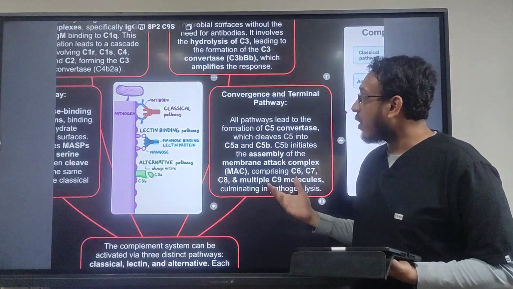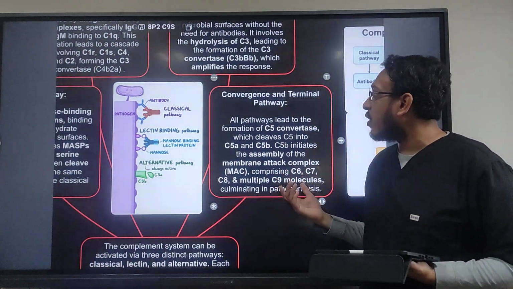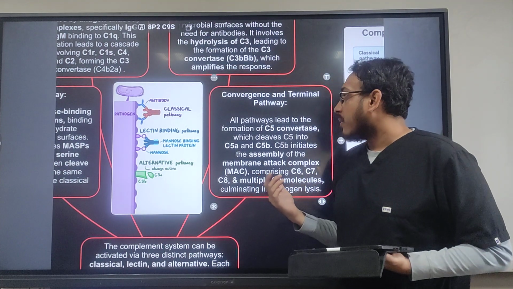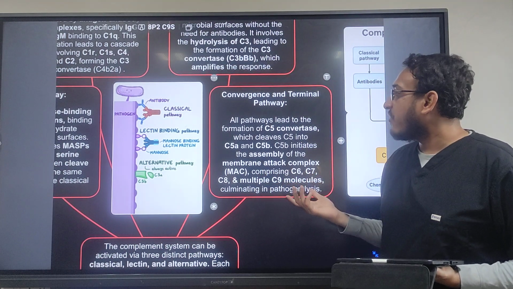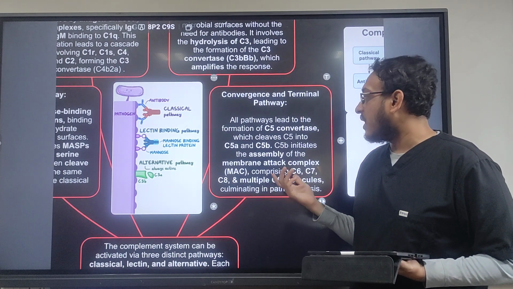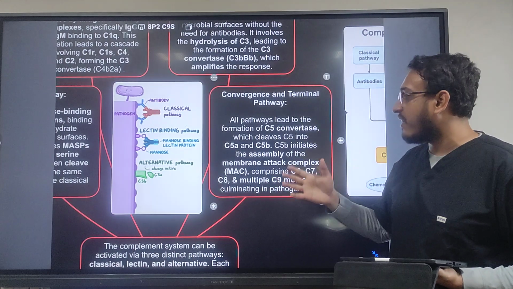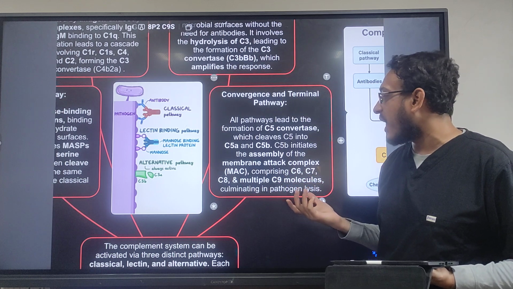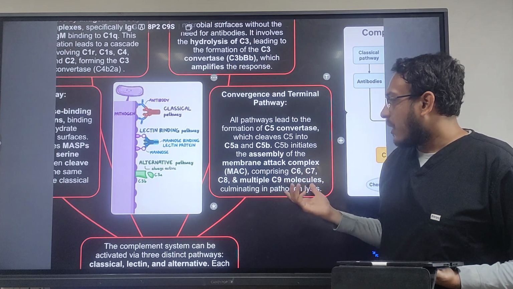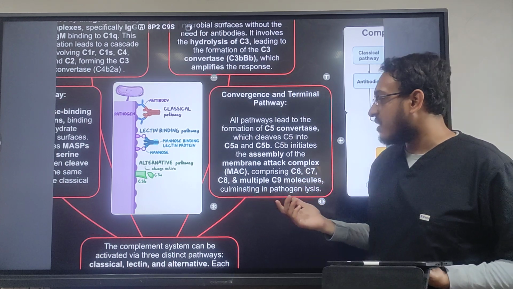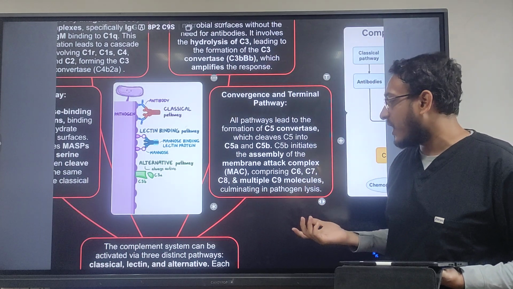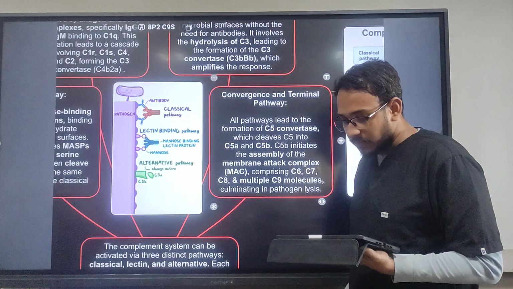There is one more, called the convergence and terminal pathway. All pathways lead to the formation of C5 convertase, which cleaves C5 into C5a and C5b. C5b initiates the assembly of the membrane attack complex, comprising C6, C7, C8 and multiple C9 molecules, resulting in pathogen lysis.